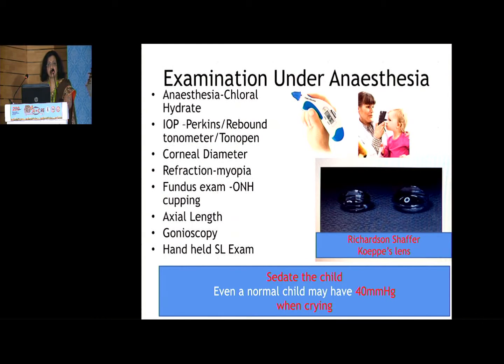So the patients need to be examined under anesthesia, because in a crying child, even with a normal IOP, the IOP can rise up to 40. You can give them chloral hydrate. You need to do IOP either with the Perkins or the Tonopen, take a dia, do the refraction, because very often they could be myopics, examine the fundus for an optic nerve head cupping, which is generally concentric, take the axial length, because all these parameters at baseline can be used to follow up these patients to see whether it is controlled or not.